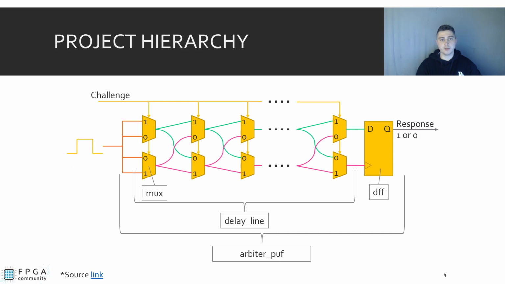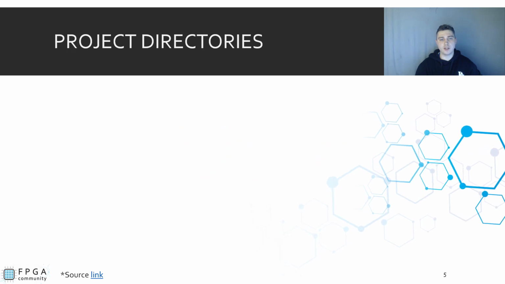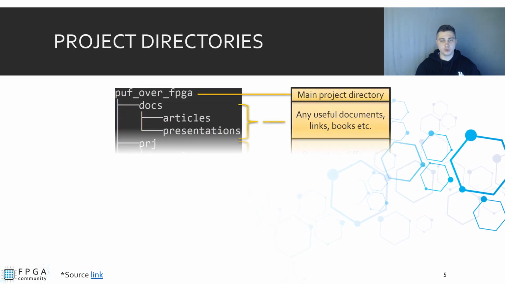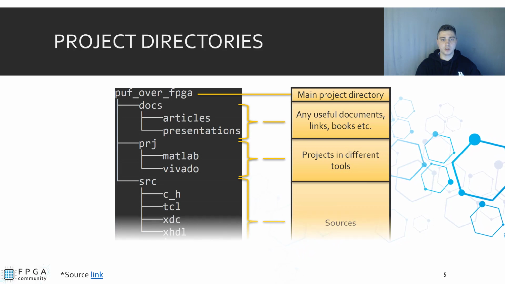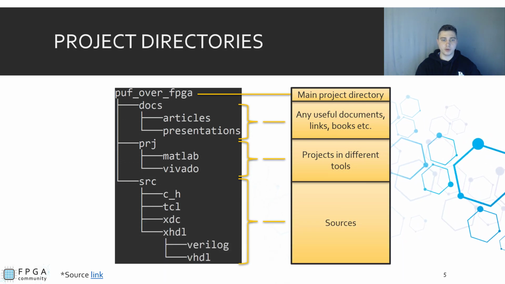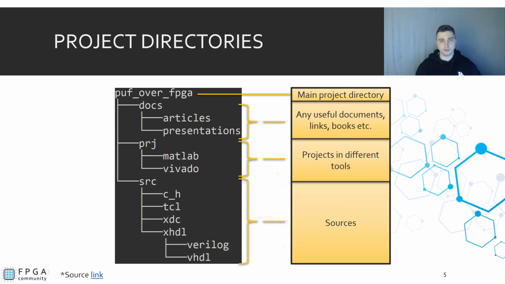From the hierarchy side, we will have 4 modules: MUX, DFF, delay line, and Arbiter PUF. It's very simple, as I told you before, but it will be a very interesting and complex project. From the project directory side, we will have one main folder and a few subfolders. And I suggest we start our project by creating our project directory structure.